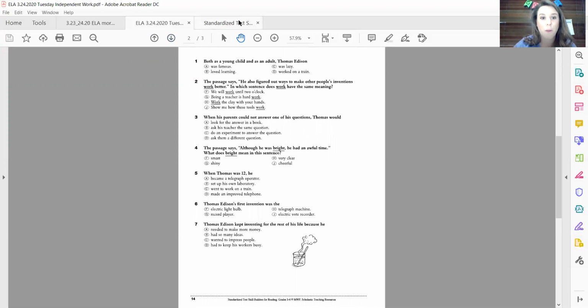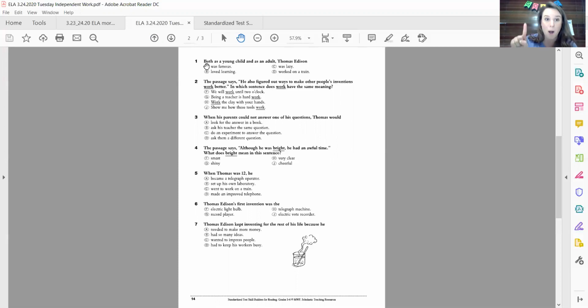All right, so let's see. Number 1 says, both as a young child and as an adult, Thomas Edison. So you should have read this and figured out, okay, this is about Thomas Edison. This is informational text about Thomas Edison. And guess what? It sequenced his life all the way from the beginning to the end of his life. So there's one way that the author organized that text so you can understand it better.